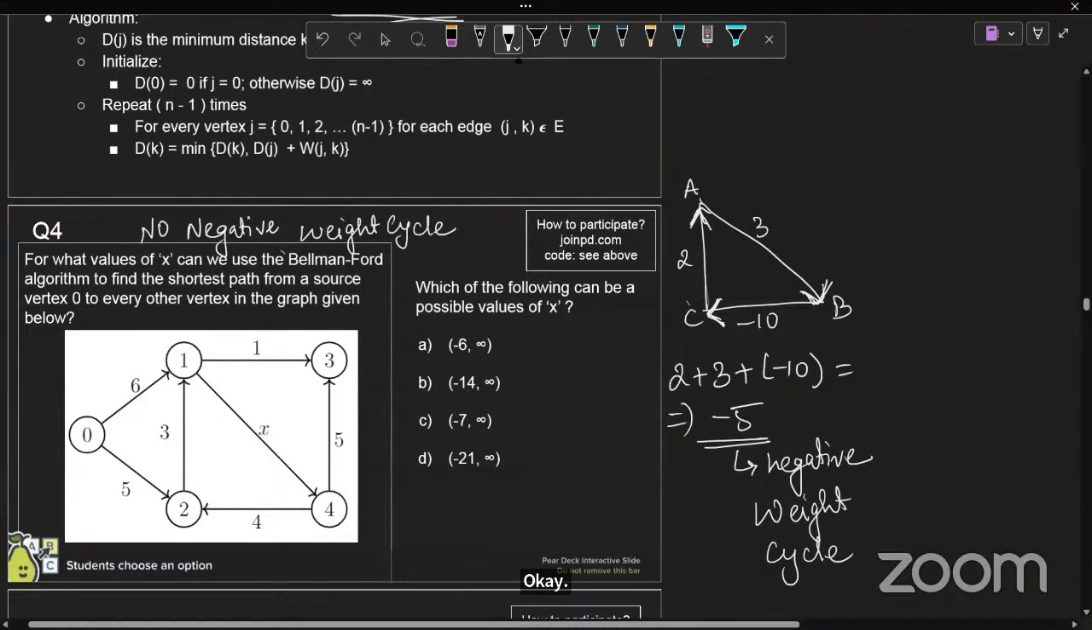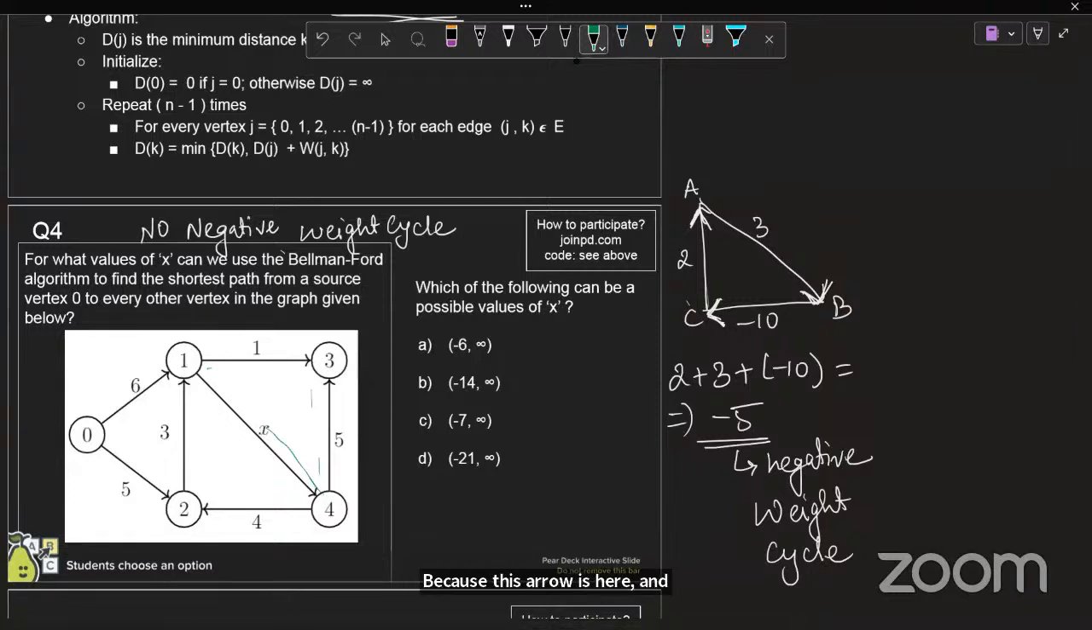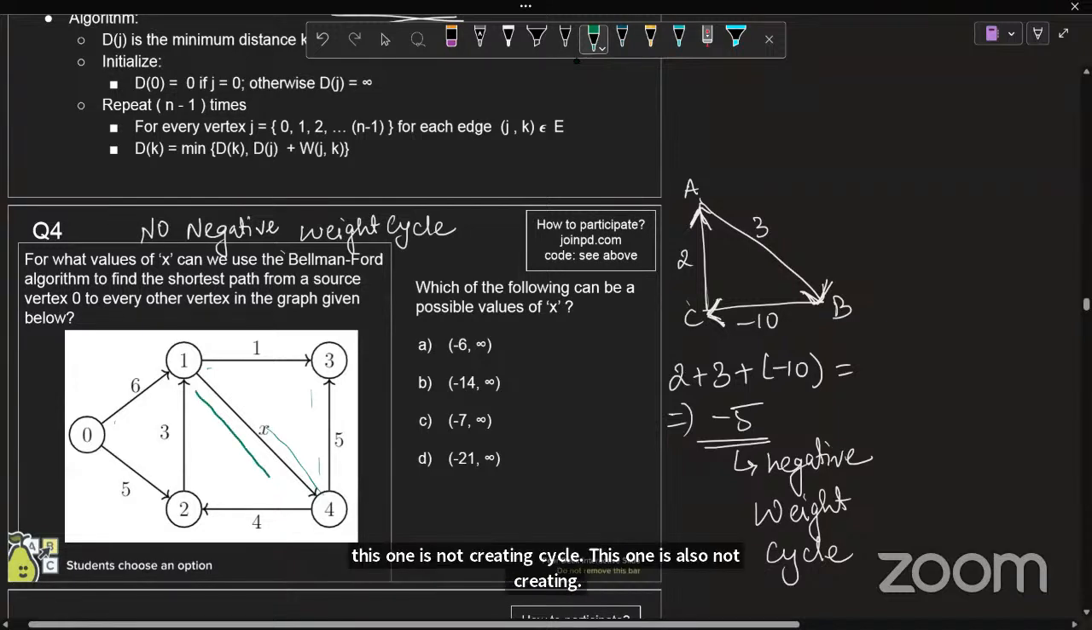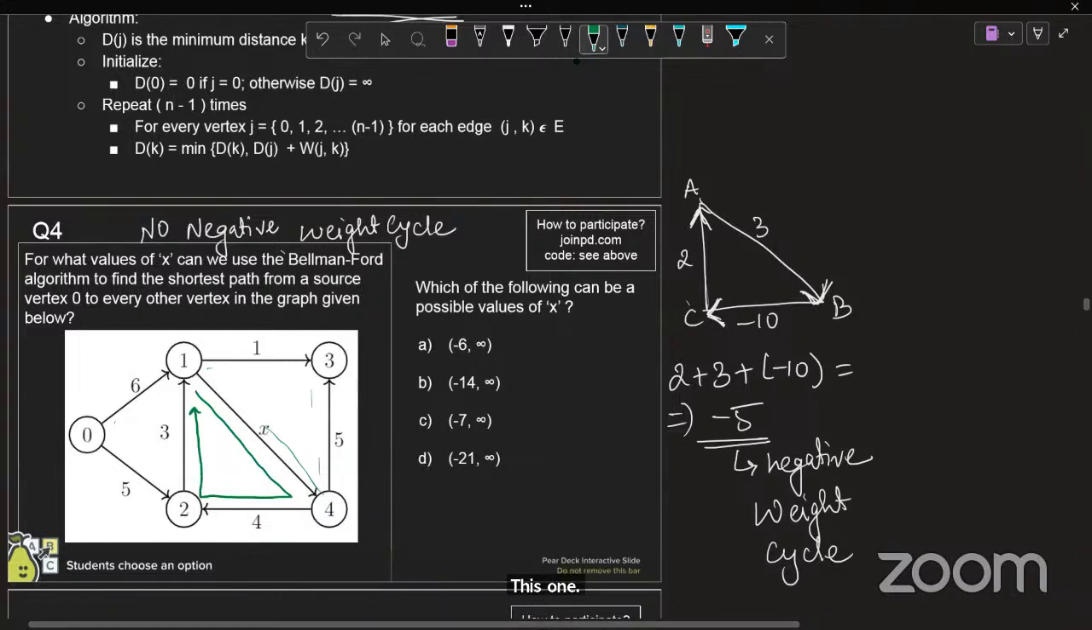In this problem, you will see that there is only one cycle. This one is not creating any cycle because this arrow is here and this is an opposing arrow, right? So this one is not creating a cycle. This one is also not creating a cycle. So there is one cycle, this one and this one.